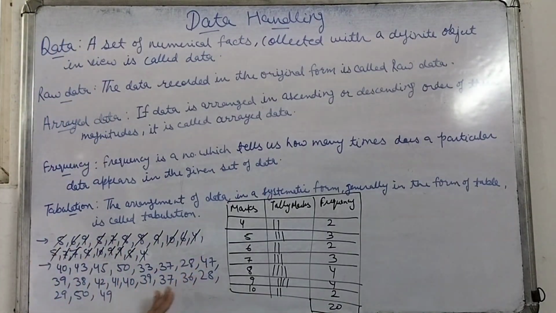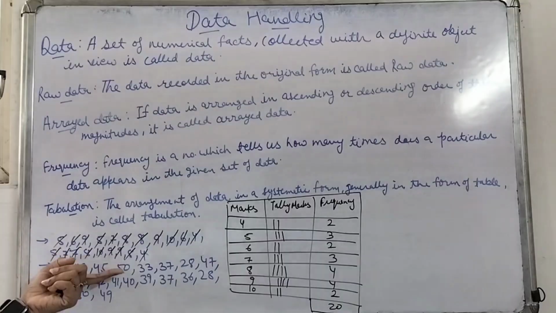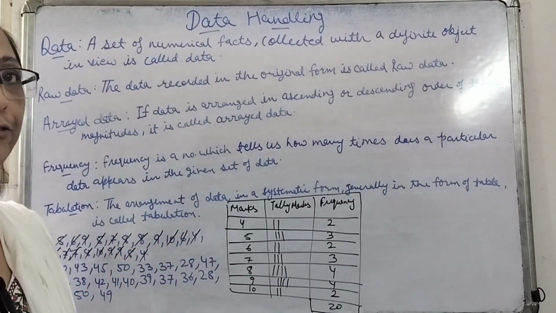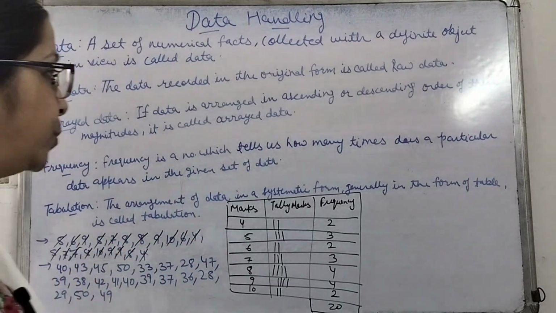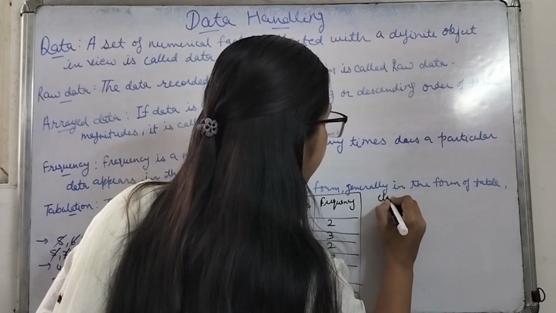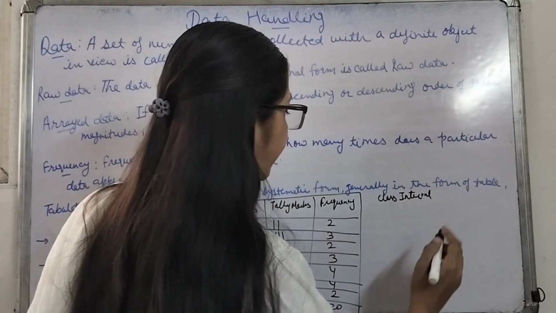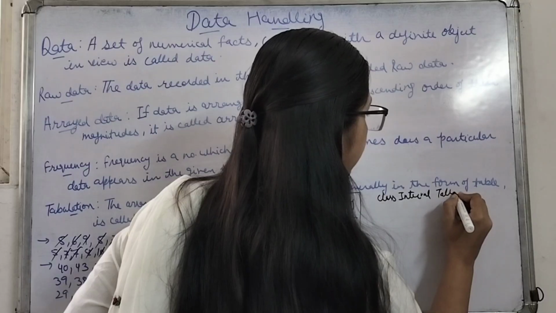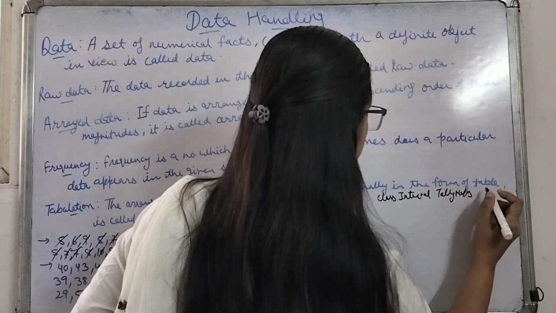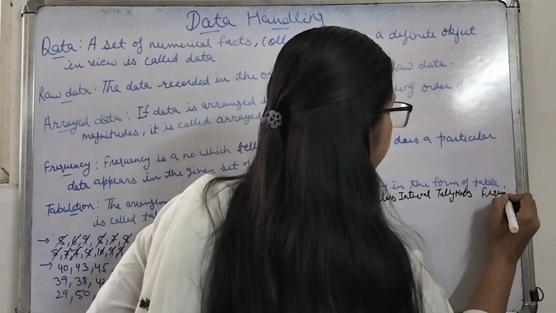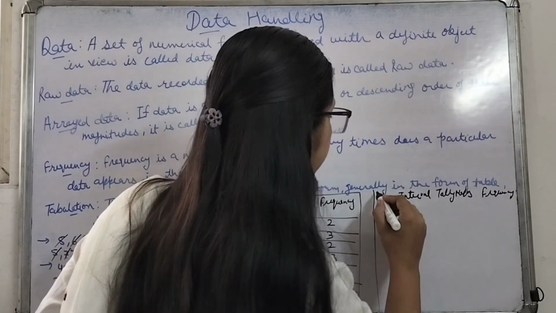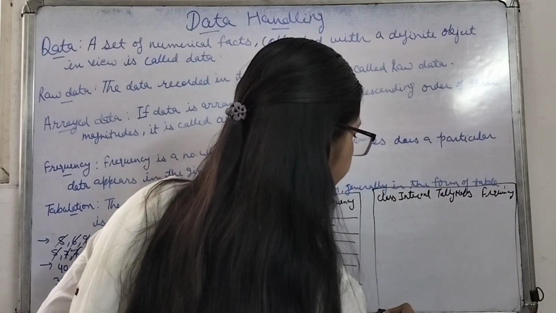Now suppose this is the given data of 20 students, and out of 50 how many marks they have secured is given in this data. Now how will we arrange this data in tabular form? Here we will be making the groups. So for marks, we will be taking class interval, then tally marks, and then frequency. This will be the table. Like this we will be making the table.